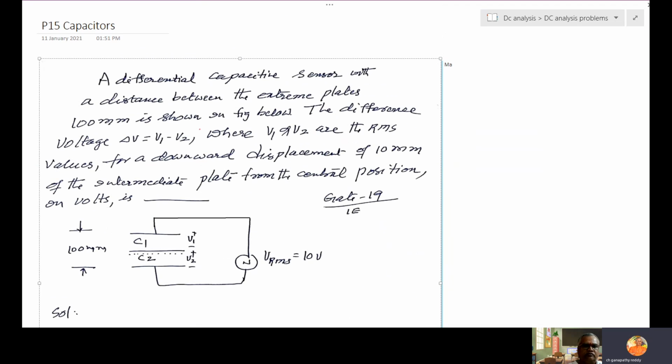This is also another wonderful problem. A differential capacitive sensor with a distance between the extreme plates of 100 mm is shown in the figure below. So this total distance is 100 mm. The difference voltage delta V, V1 minus V2, where V1 and V2 are the RMS values. So in the circuit shown, V1, V2.